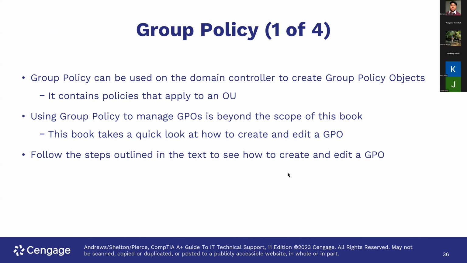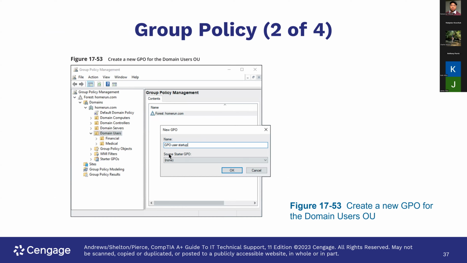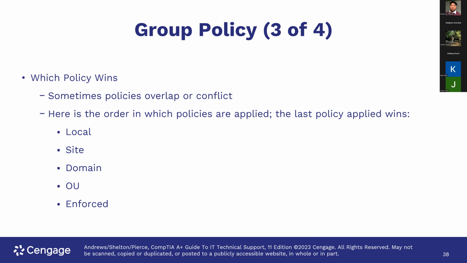Okay. We got group policies, user policies, follow the steps here. This is how we can create a new group policy. They're saying here that some of the policies overlap or conflict. So there's an order in which the policies are applied, and the last policy is considered the policy that wins. So local, site, domain, OU, and then it's enforced.